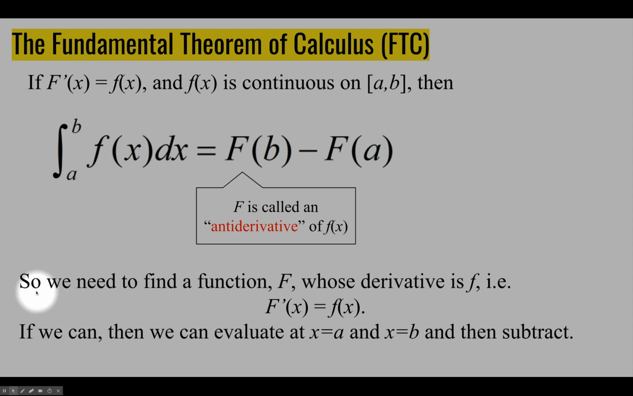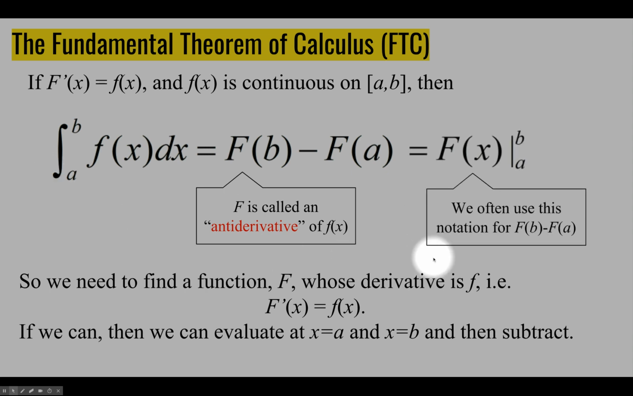Right? So basically this boils down to this. We need to find a function, capital F, whose derivative is little f. In other words, capital F primed is equal to little f. If we can find that capital F, that antiderivative, then we can evaluate it at x equal a, then x equal b, then we subtract them, and that's going to give us the signed area, which is the integral.